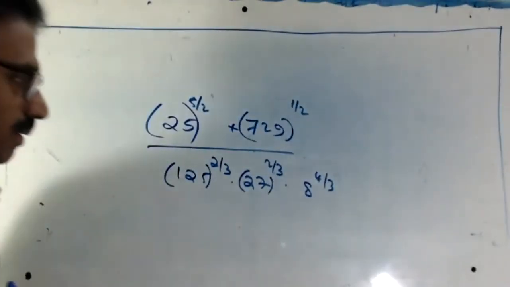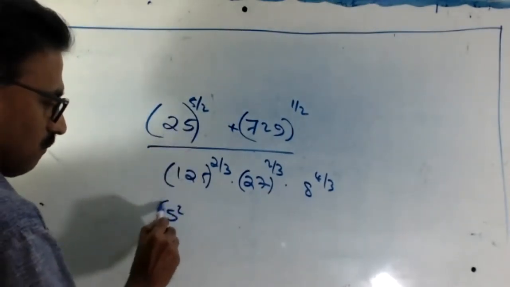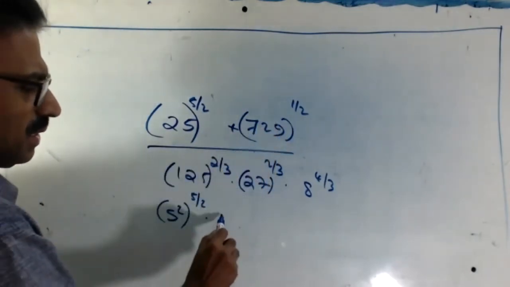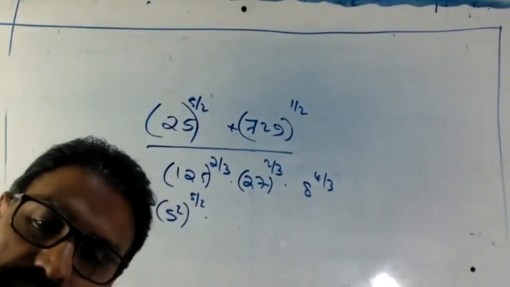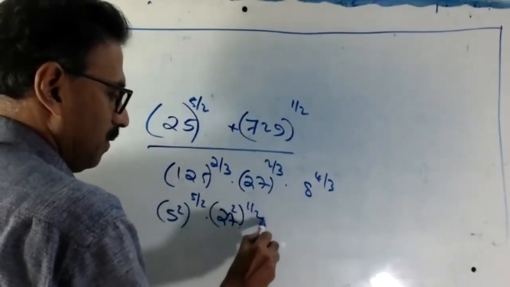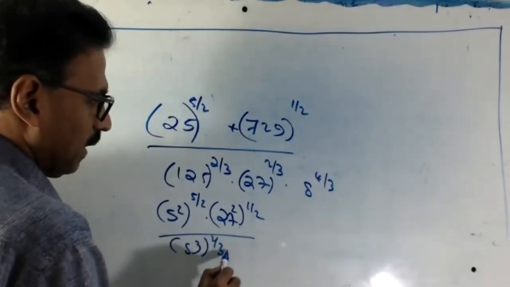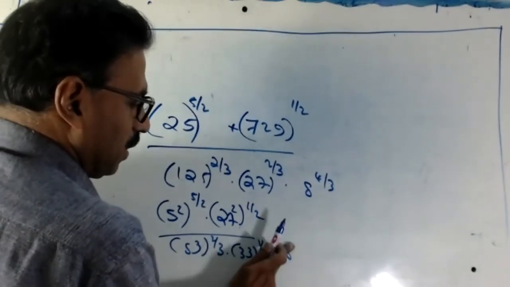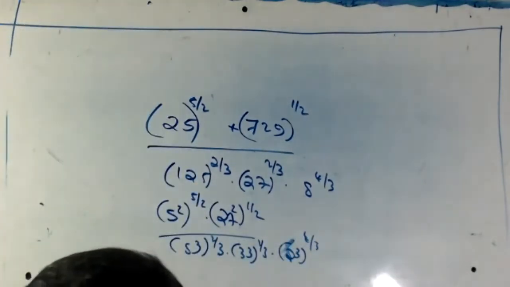Are you trying or not? Listen here. This part, 5 squared whole raised to 5 by 2. How much is this one? 729, what is the square root? 27. This is all in the table. Raised to 1 by 2, divided by 5 cube whole raised to 2 by 3, 3 cube whole raised to 2 by 3, 2 cube whole raised to 4 by 3. Okay, now you simplify.